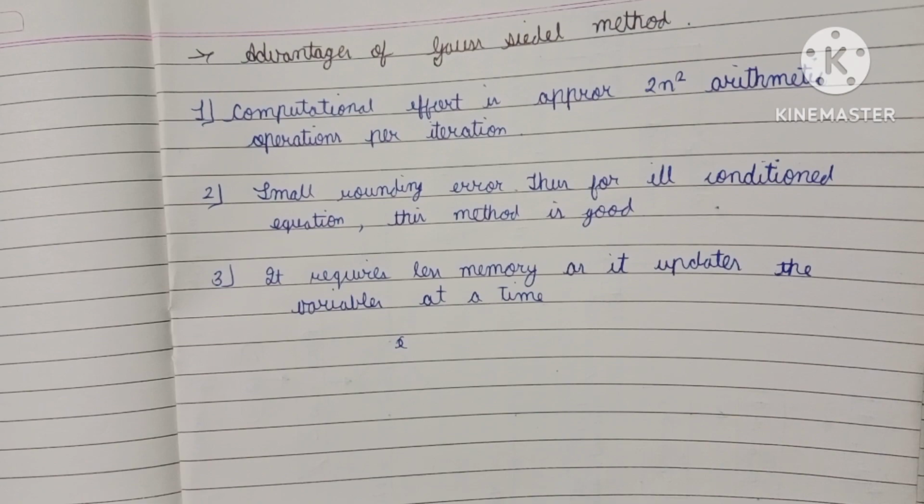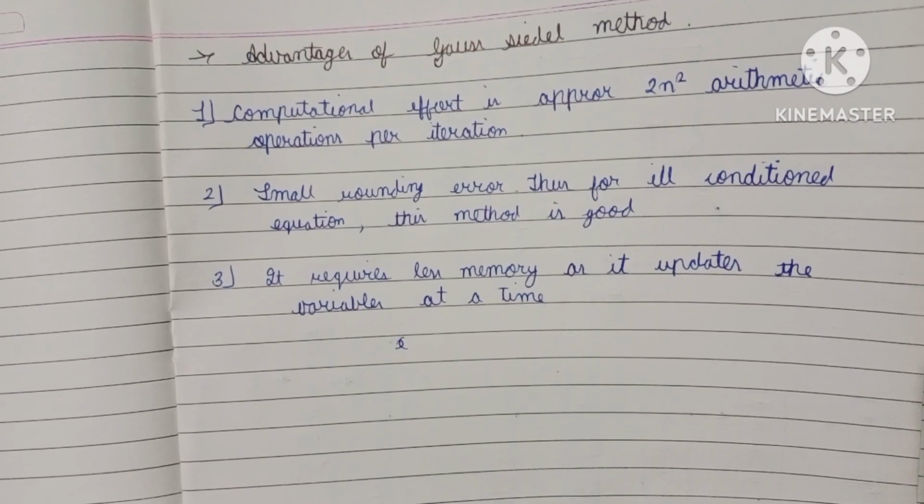Then similarly the recent value of x3 we put in finding x4, and then similarly it goes on and we will find the correct values of all the variables in less arithmetic operations and in less time, and it will consume less memory. So this will be the advantage of Gauss seidel method.